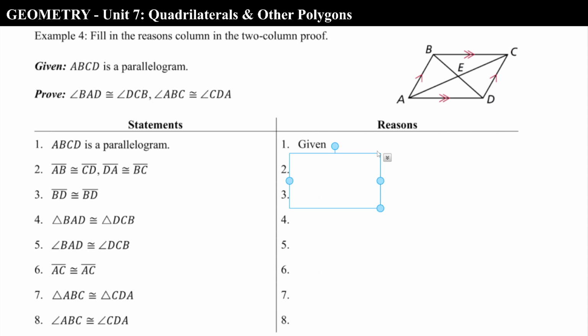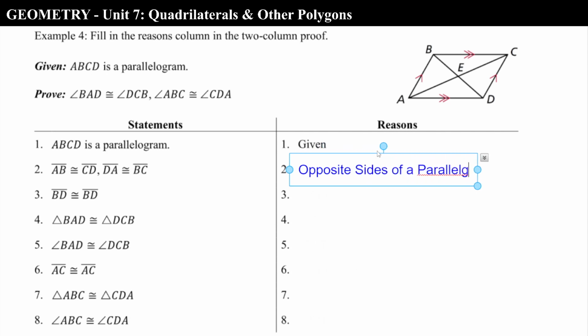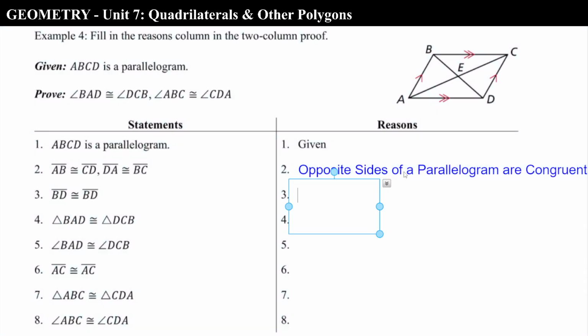And the reason for this is opposite sides of a parallelogram are congruent. Now, BD is going to be congruent to itself. That is the reflexive property.